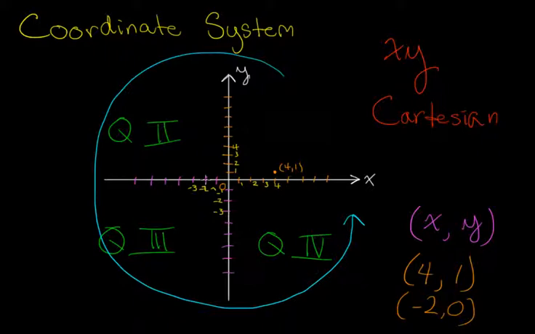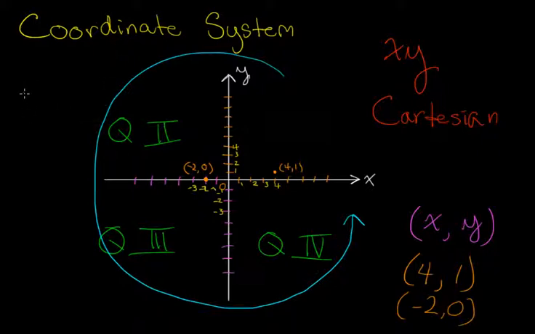If I wanted to plot (-2, 0), I would go out -2 along the x, and I would not move vertically, so it would be on the x-axis. And when a point is on an axis, it's not in a quadrant. So if you get asked that, it's probably a trick question. Don't say, oh, it's in quadrant 2, or it's in quadrant 3, or it's in both. You have to say it's in neither, because it's not in one.